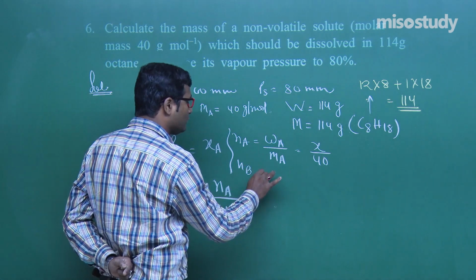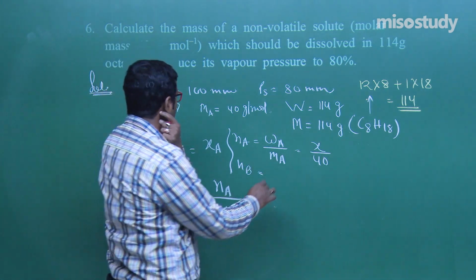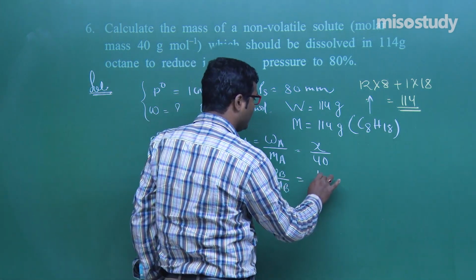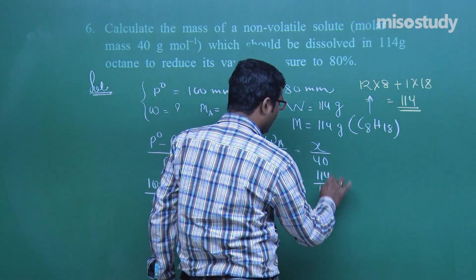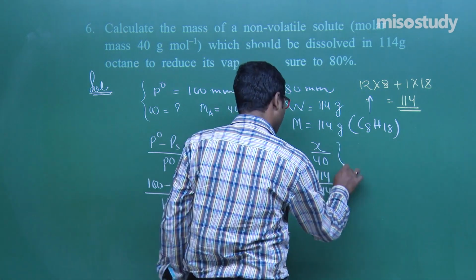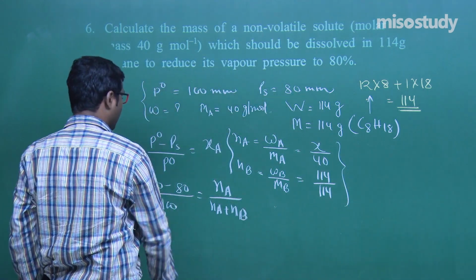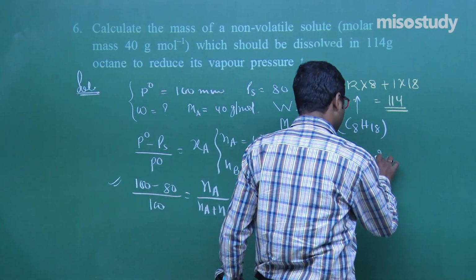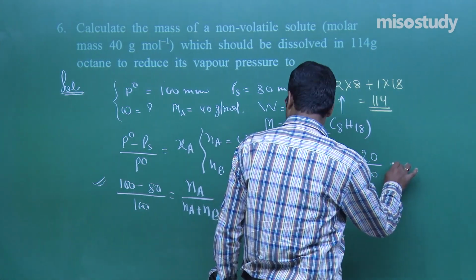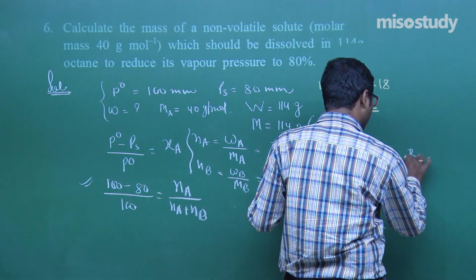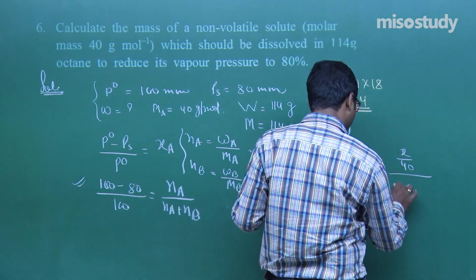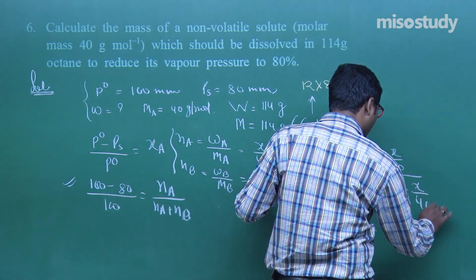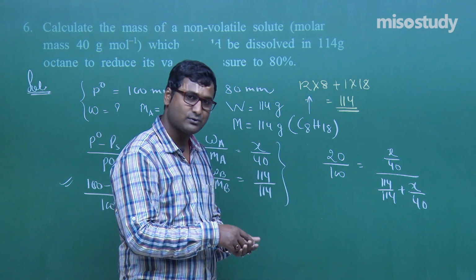What is the number of moles of B? That is given mass, that is WB upon MB. What is WB here? 114 upon 114. Now put the value here, what we get, listen carefully, my friend. Now moving. That is 20 upon 100 is equal to X upon 40 divided by 114 upon 114 plus X upon 40. Yes sir, you are absolutely right.